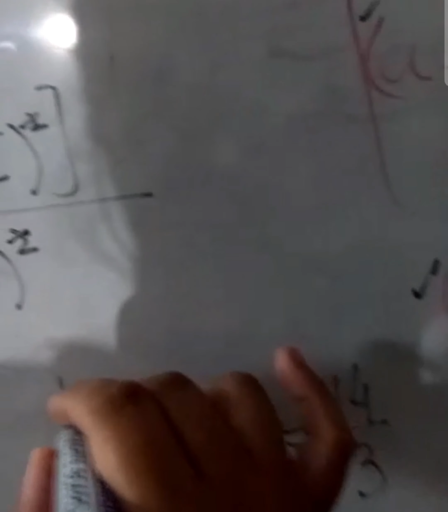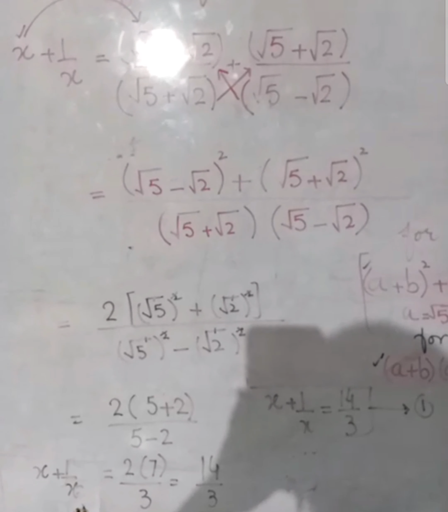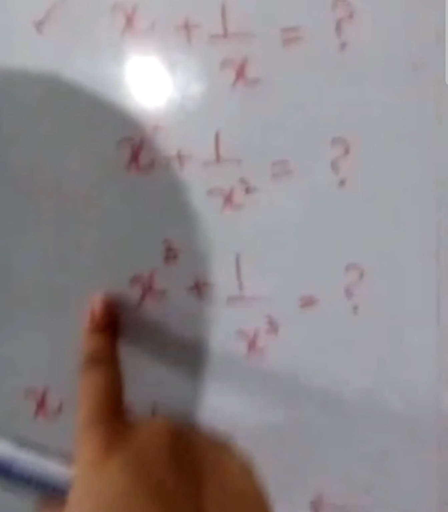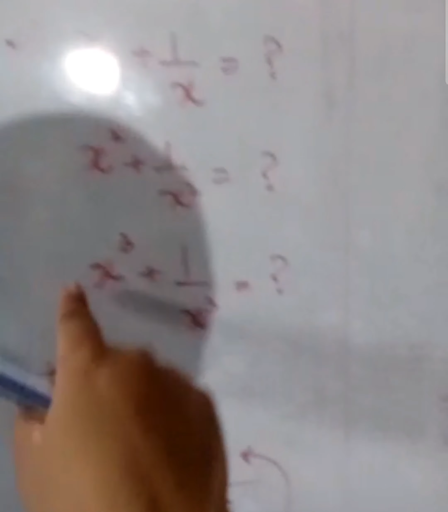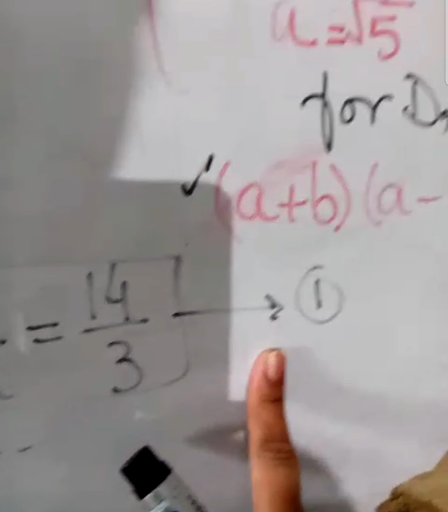Which gives 14 by 3. Mark it as equation number 1. Part 1 we have solved; these two parts are still left. But we can evaluate these two parts by using this equation number 1. Must mention: x plus 1 by x is equal to 14 by 3, equation number 1.